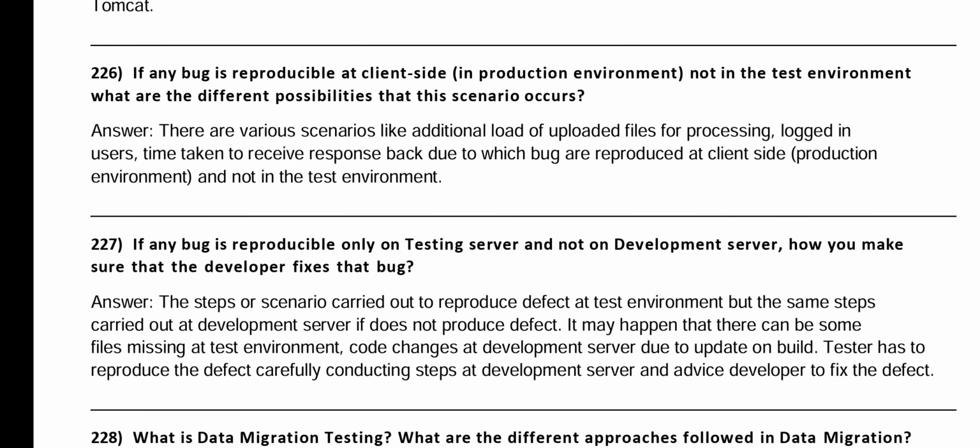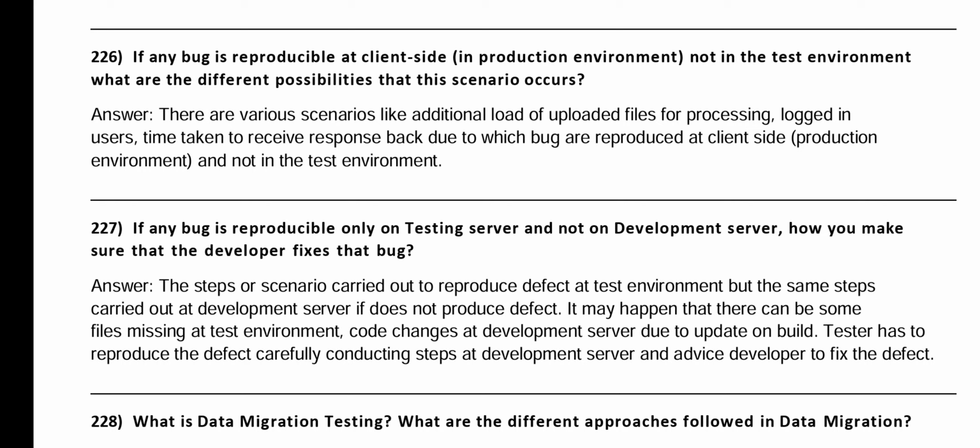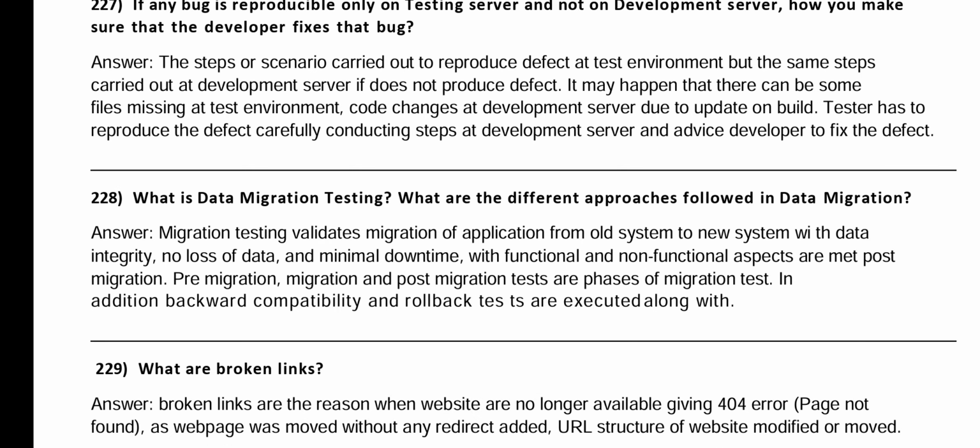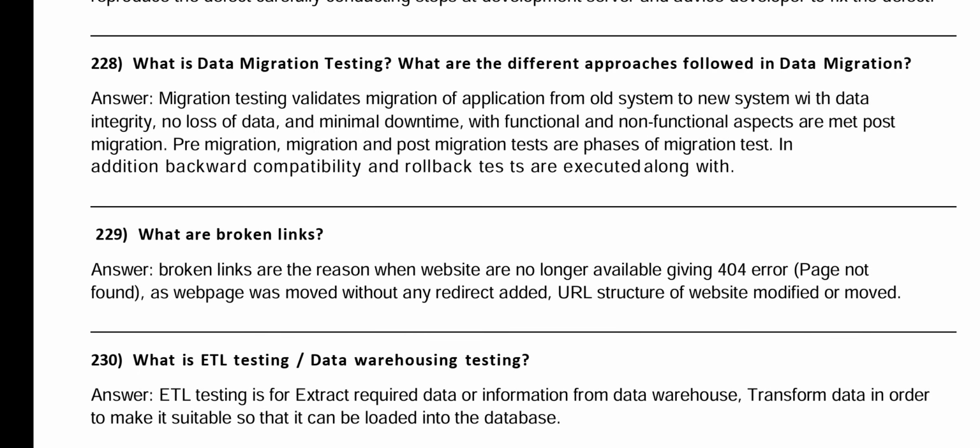If any bug is reproducible at client side in production environment, not in the test environment, what are the different possibilities that this scenario occurs? If any bug is reproducible only on testing server and not on development server, how you make sure that the developer fixes the bug? What is data migration testing?